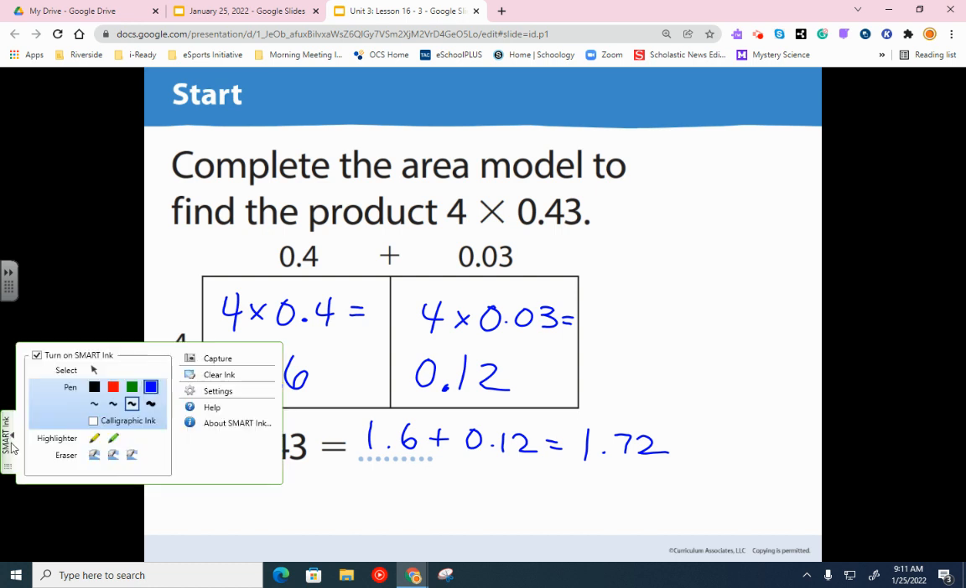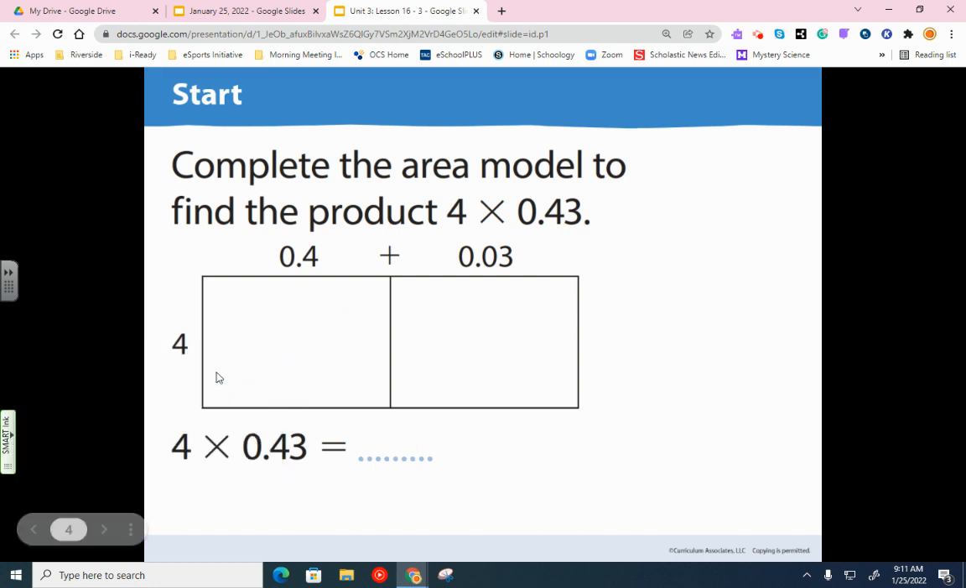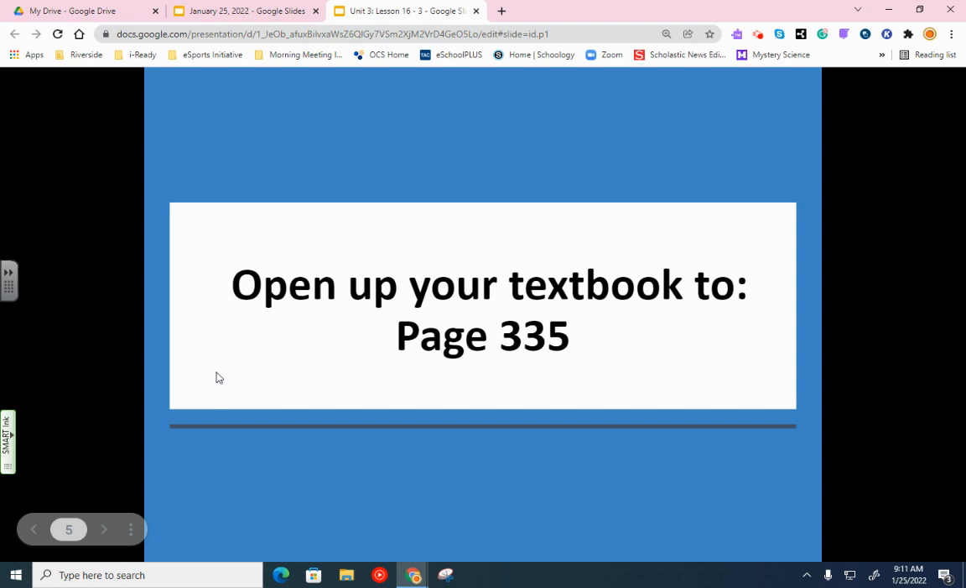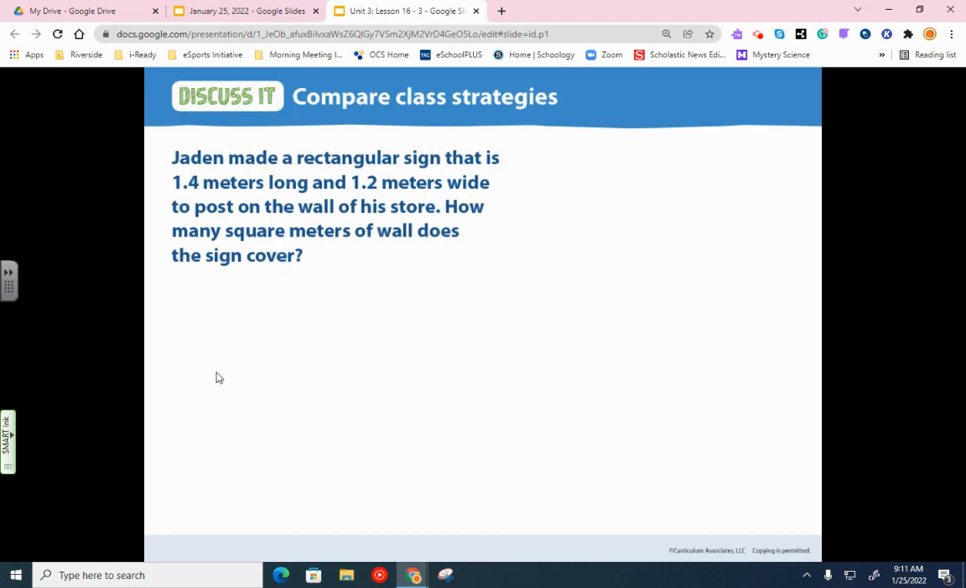Okay, so let's get to the actual notes. They start on page 335. And for this first example, it says Jaden made a rectangular sign that's 1 4/10 meters long and 1 2/10 meters wide to post on the wall of the store. How many square meters of wall does the sign cover? So for this, we're going to set up our problem like this.